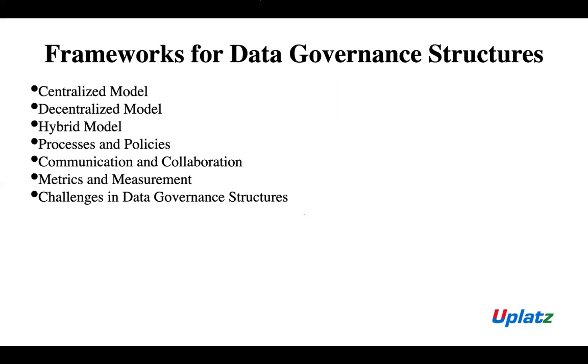We have also seen the frameworks which are used for data governance structure. So there were three types of models. First was the centralized model, in which there is centralized decision making. Second one was decentralized, and the third one was the hybrid model, which consists of both the centralized and decentralized models. We have seen the processes and policies, communication and collaboration, the metrics which are used, and the challenges in data governance structures.